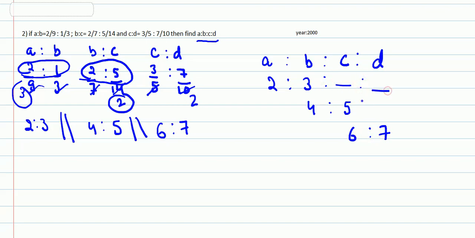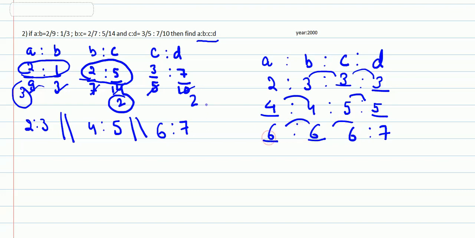And again we are going to find some blanks which we are going to be filling with a similar pattern. That means 3 would be copied here, and again here, 4 here, 5 will be copied here, 6 here, and then again here. And then we are going to multiply these numbers in a downward fashion: 2 into 4 into 6, 3 into 4 into 6, 3 into 5 into 6, and 3 into 5 into 7.